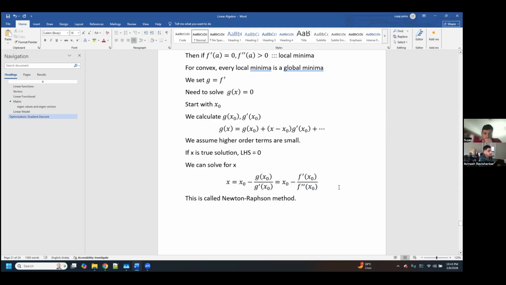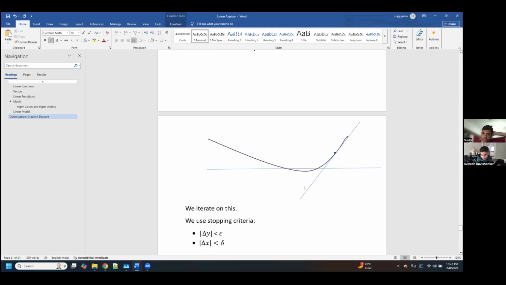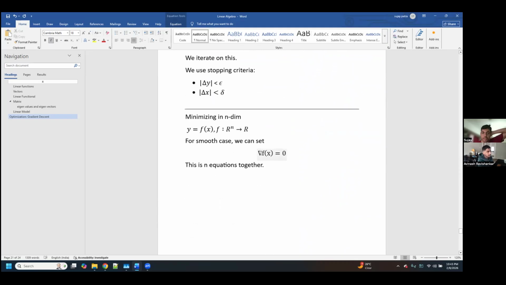Truly speaking, applying Newton-Raphson involves calculating the derivative and the second derivative for optimization. Here, the role of the first derivative is played by the gradient, and the role of the second derivative is played by the Hessian.